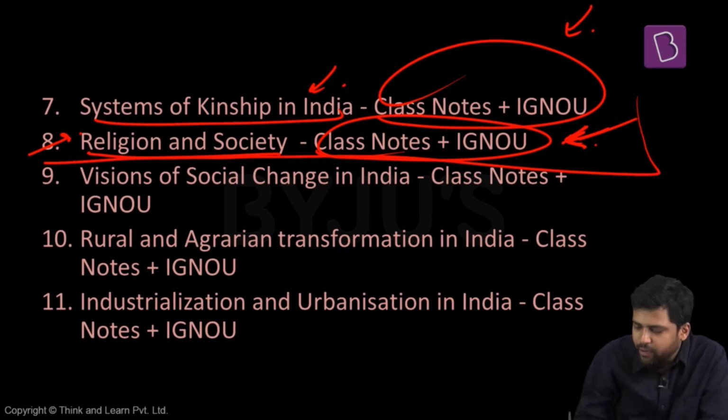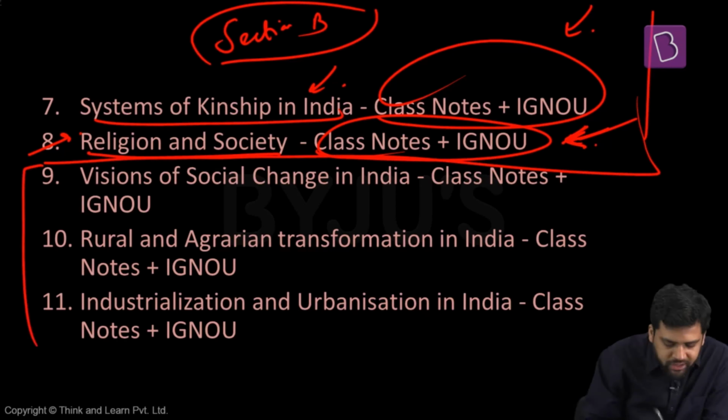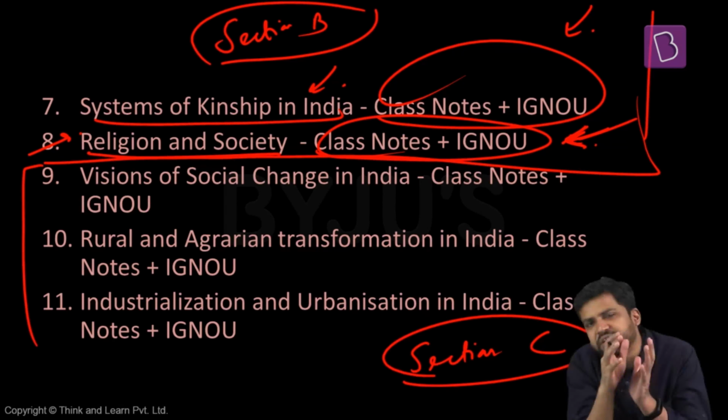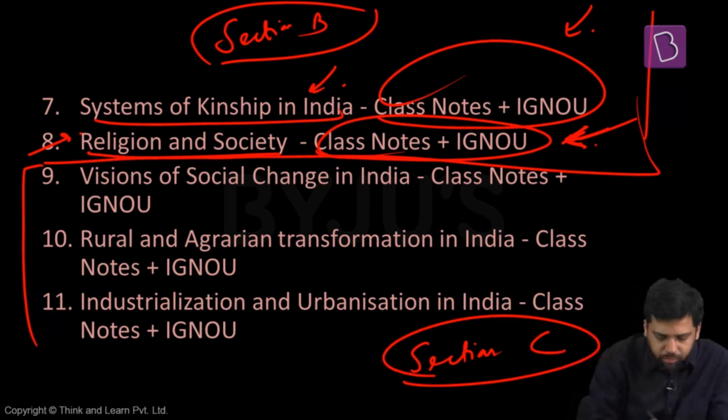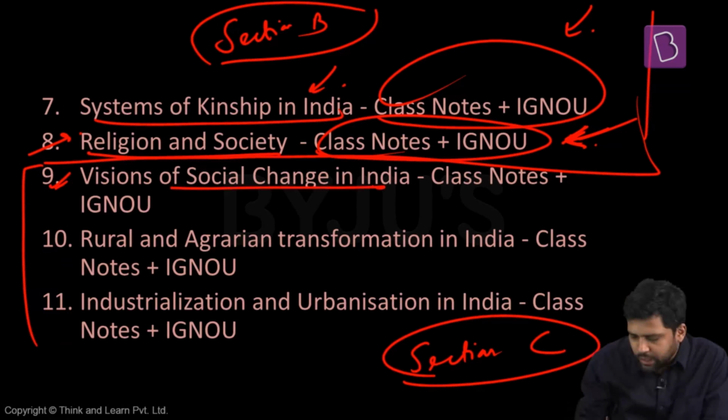So till this point, it was about section B of the syllabus. From now onwards, it is section C. Section C basically talks about the changes that are taking place in Indian society. Topics related to social change. So the first topic, vision of social change in India. For this also, class notes and IGNOU.